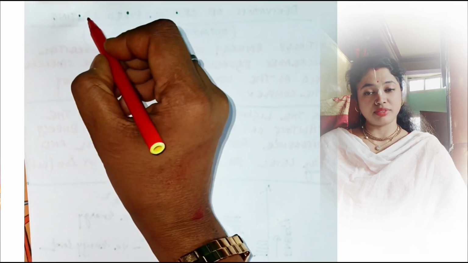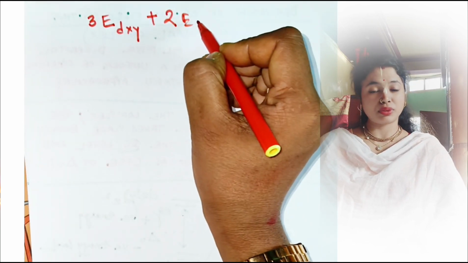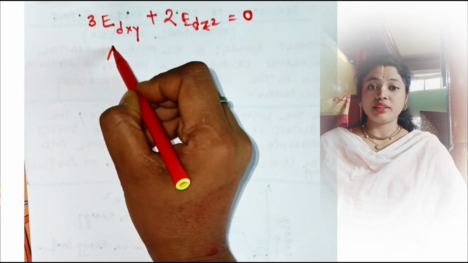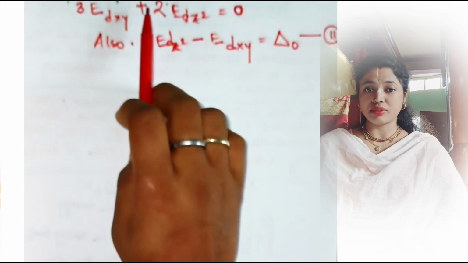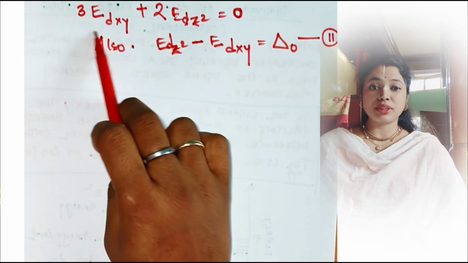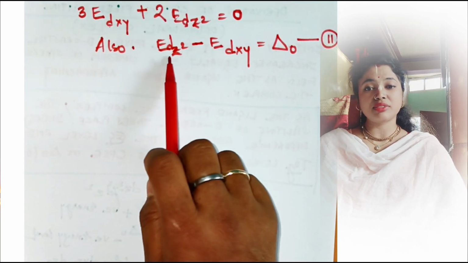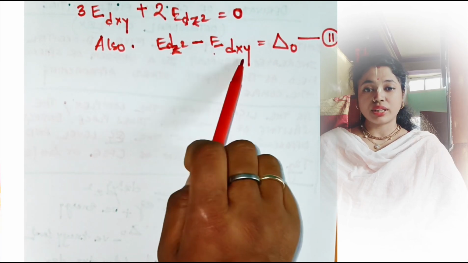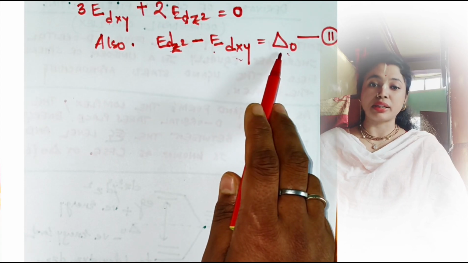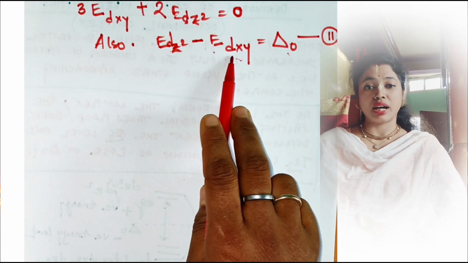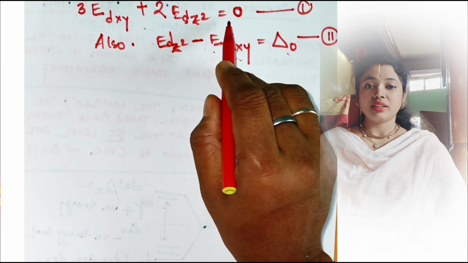Therefore we can write 3E dxy plus 2E dz square is equal to 0, and here 2 is same, and also E dxy plus 2E dz square is equal to 0, by putting it in equation 1, because we know all the energies of the T2g level are the same and the Eg level are the same. And we know the difference between the T2g level and the Eg level is your delta naught, that is called the crystal field splitting after formation of complex. Here we write this as equation 2, and this one is equation 1, rewritten in this form.